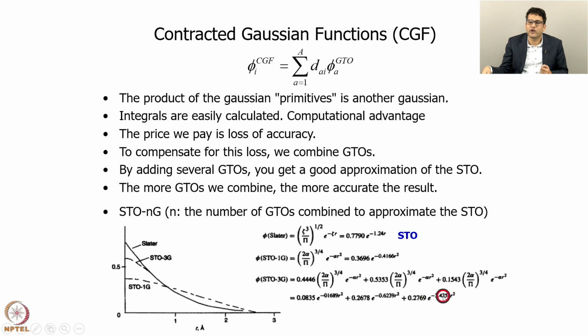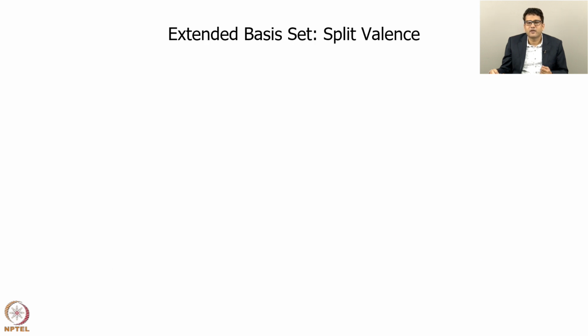So, these are called exponents, and these are the combination coefficients, the d's, what you use to combine. This combination coefficient determines the final shape of your contracted GTOs, and each of these individual GTOs is called a GTO primitive. So, I am taking GTO primitives and a linear combination, and that gives me contracted Gaussian functions, which are supposed to mimic the Slater type functions. And as I told, these are called minimal basis sets.